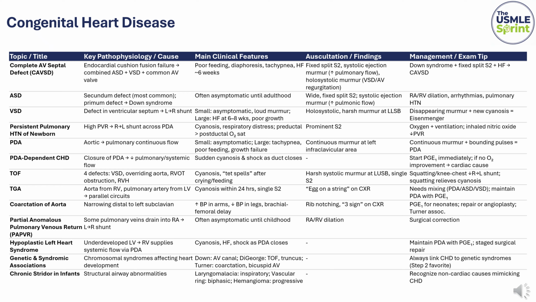It happens when the endocardial cushions fail to fuse, so you end up with both an atrial and a ventricular septal defect, plus a single common AV valve. Around 6 weeks of age, when pulmonary vascular resistance naturally drops, these babies develop heart failure. You'll see poor feeding, sweating with feeds, and crackles from pulmonary congestion.